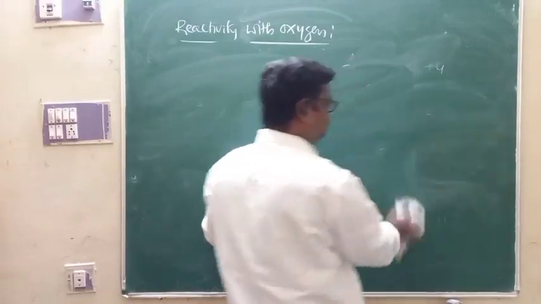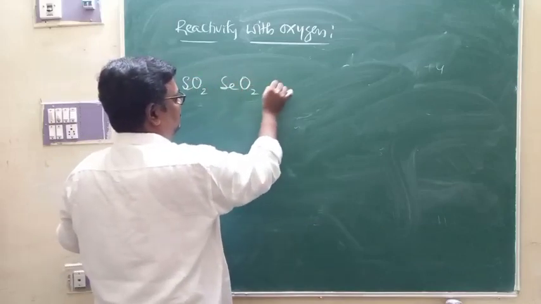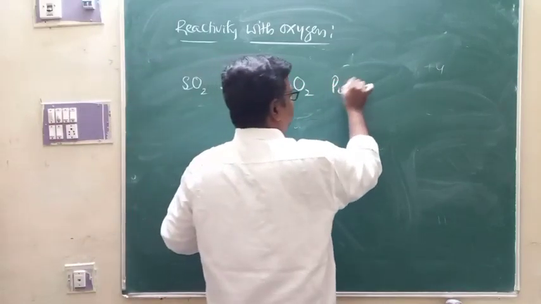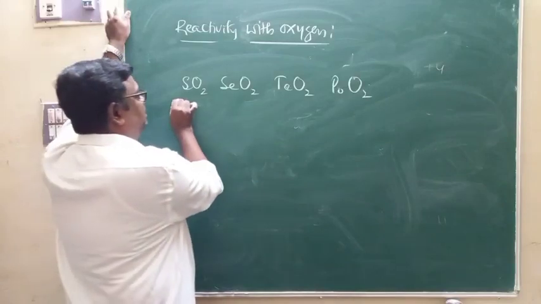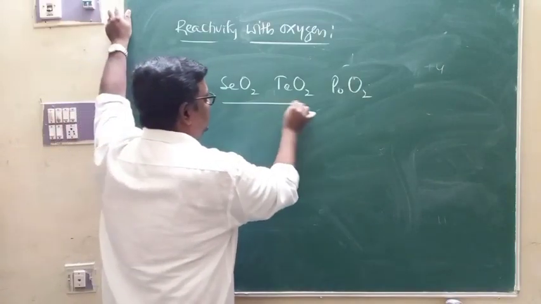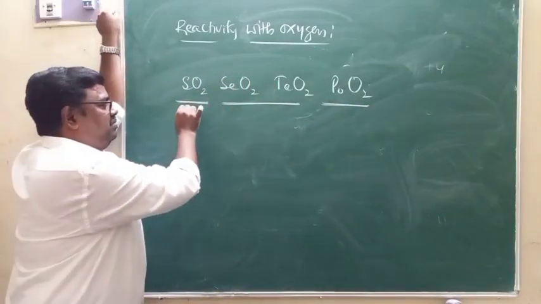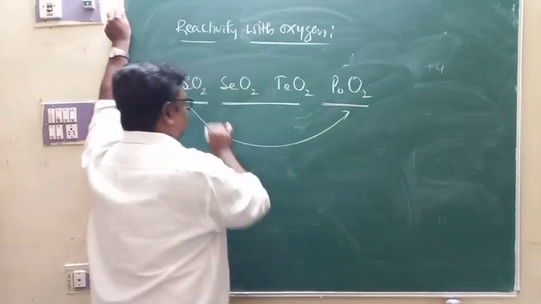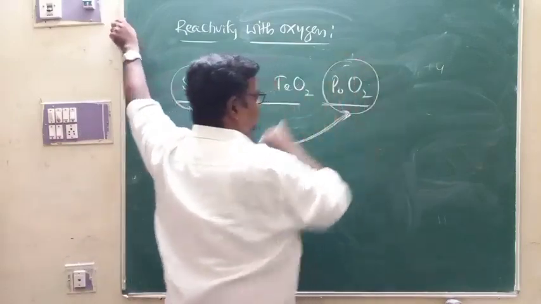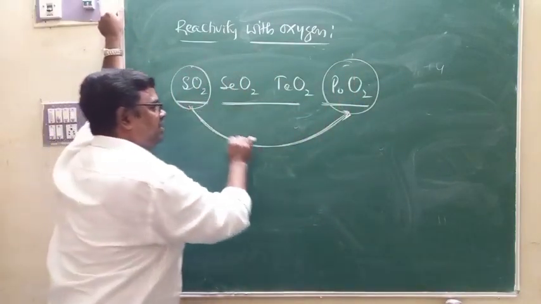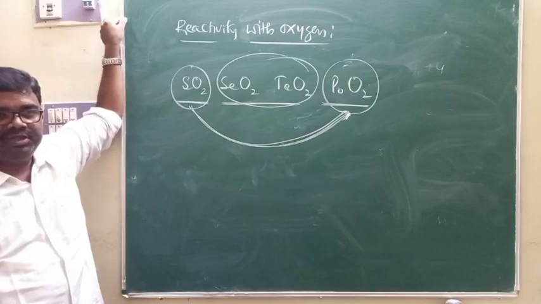And as far as SO2, SeO2, TeO2 and PoO2 are concerned, all are acidic, but their acidic strengths will be different. Sulfur dioxide is acidic, SeO2 and TeO2 are amphoteric, PoO2 is basic. If I move down the group, metallic character increases, and non-metal is converted to metal. Oxides of non-metals will be acidic, oxides of metals will be basic. So acidic property is converted to basic property through amphoteric property. This is one more observation that you need to know.